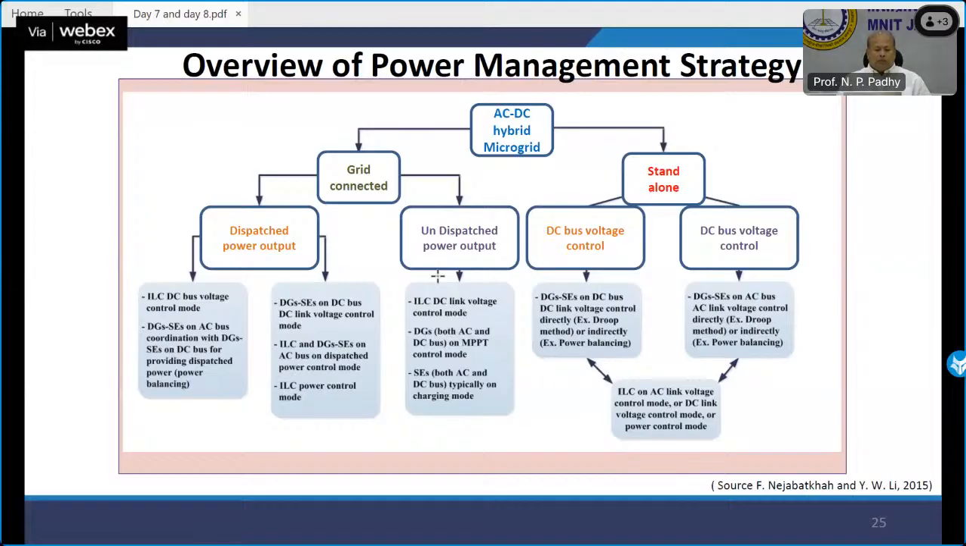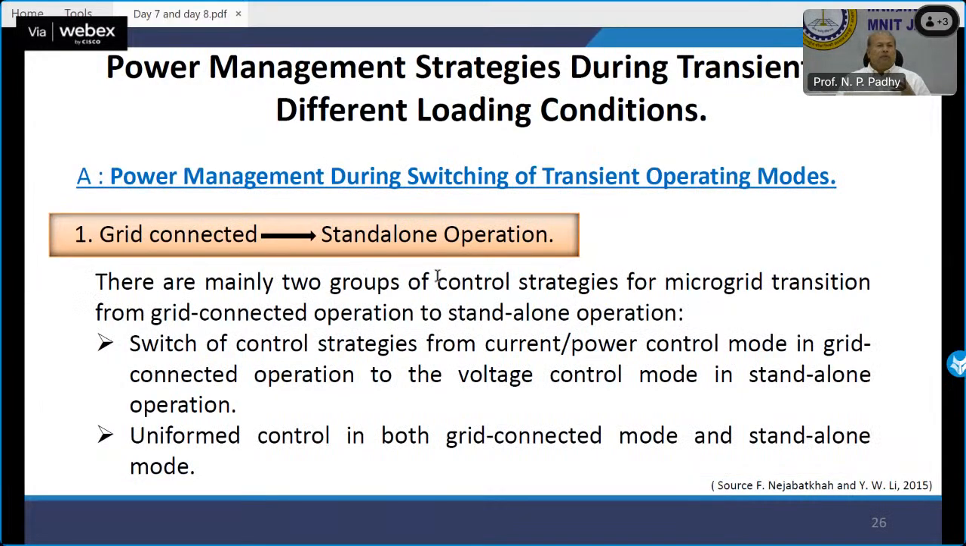So, DC bus voltage control, and the right one. All of you please take a note, there is a typo. It is not DC, but it is AC. Now, similarly, in case of grid connected, we have dispatched power output method as well as undispatched power output method actually. So whatever we have learned or discussed is summarized in one PPT, right?